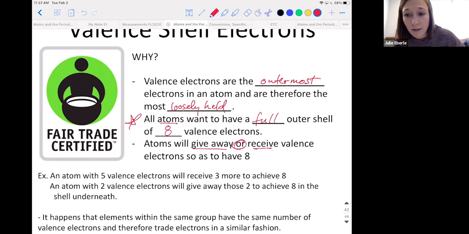Remember earlier how we said group 7 likes to interact with group 1? Guess what? Group 1 elements love to give 1 electron away, and just 1, only 1. And so that's why group 7s tend to like group 1 elements, because they have the right amount of electrons they're looking to trade, so that everybody gets an octet.